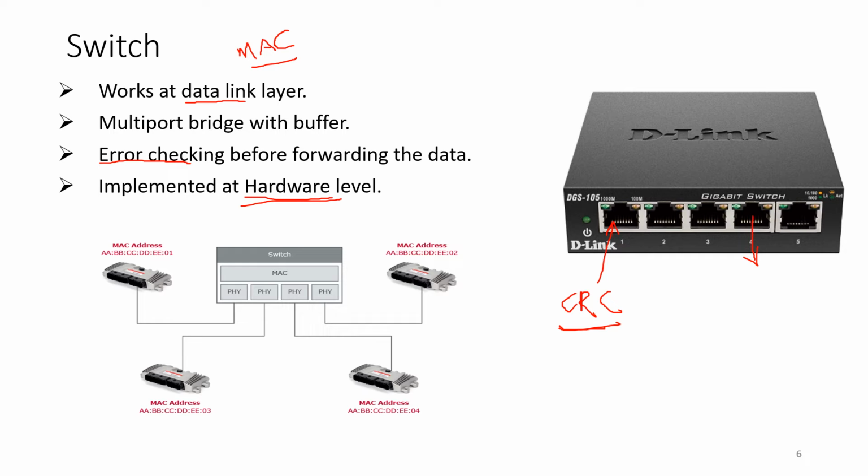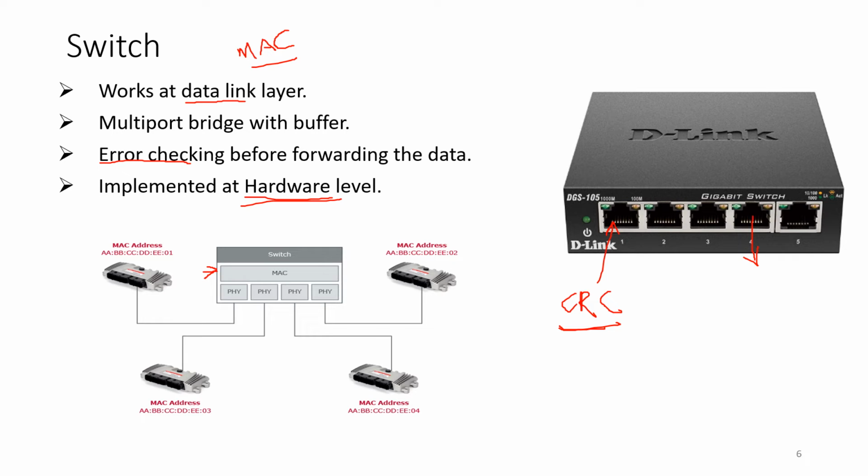The implementation of a switch happens at the hardware level. Here you can see a switch has a PHY, which is the hardware level, the port level, and then we have a MAC. That means the MAC is common for all the ports, and it has a different PHY for different ports.